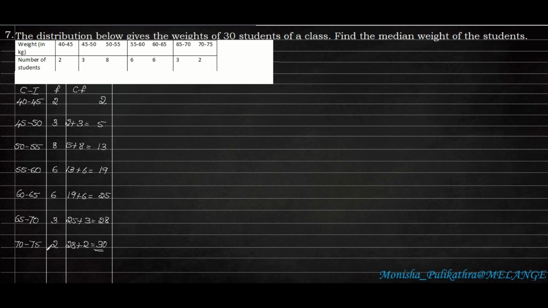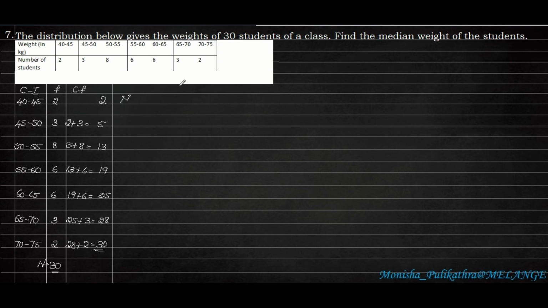Next, we need to find out n by finding the grand total of frequency. So when we add this, we will get 30 here. So n and the last number are the same, so the calculation we have done is correct.